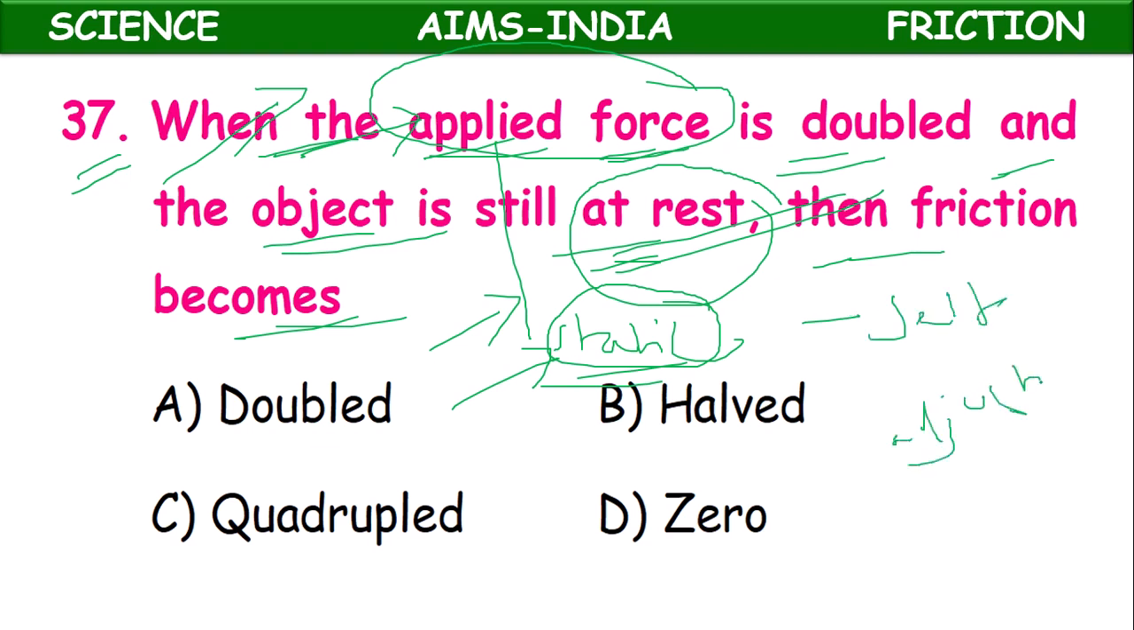Self-adjusting force. It itself gets adjusted to the applied force. So answer, friction becomes doubled.